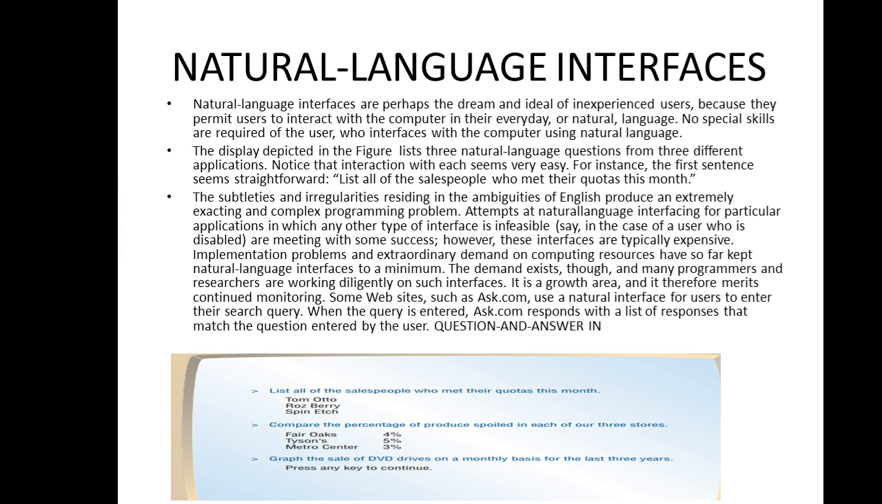For instance, the first sentence seems straightforward: list all the salespeople who met their quotas this month. But the subtleties and irregularities residing in the ambiguities of English produce an extremely complex programming problem. Attempts at natural language interfacing for particular applications in which any other type of interface is infeasible, say in the case of a user who is disabled, are meeting with some success. However, these interfaces are typically expensive.